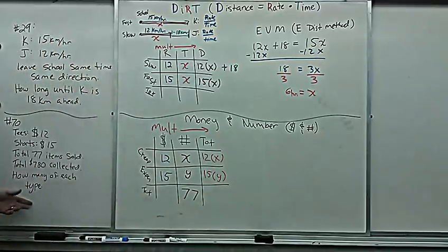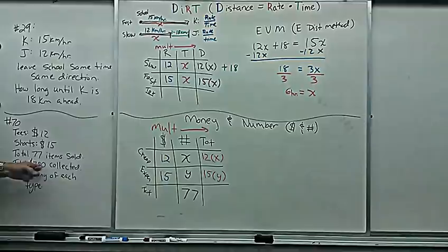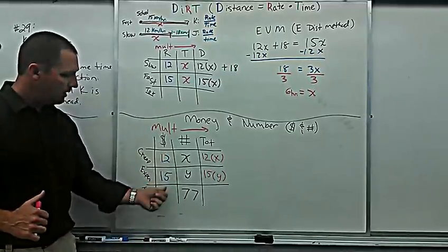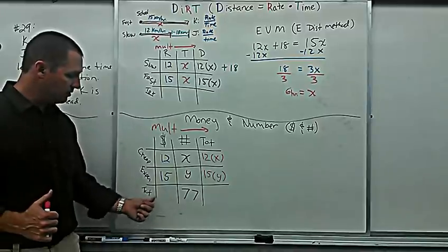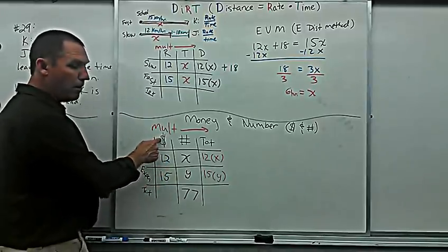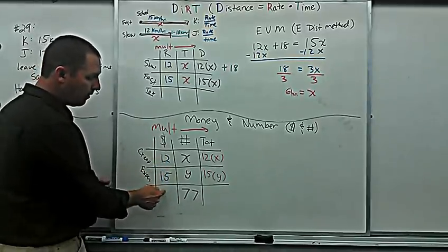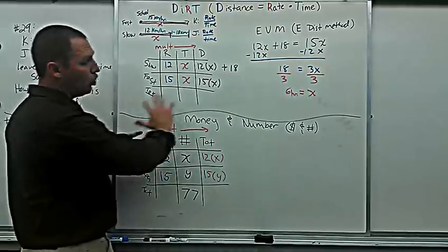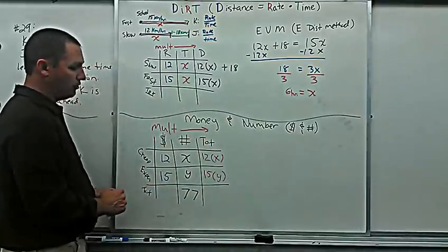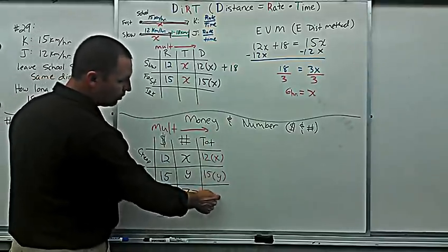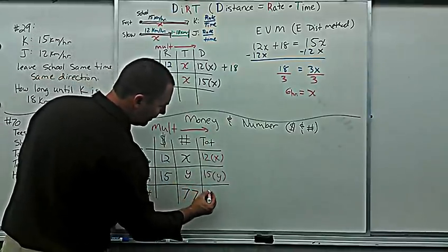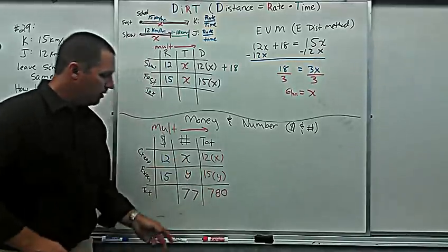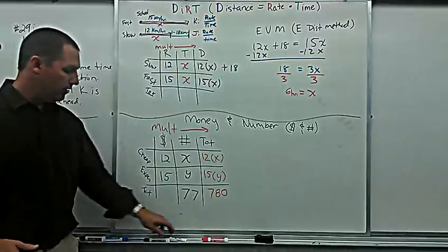So I go back and look at the problem. It says I had a total of $780 collected. A lot of students think that since that's money, it goes here, and that makes sense because it's total money. But this is total money per item. They didn't tell me per item I made $780. They said the total amount collected was $780. So that is a total amount. So this would be 780. Okay. Once I have my chart filled out, I'm just about done.